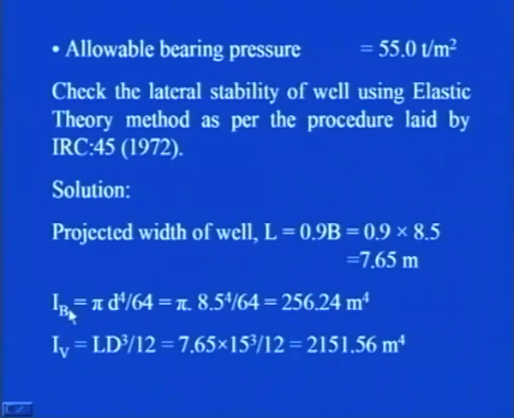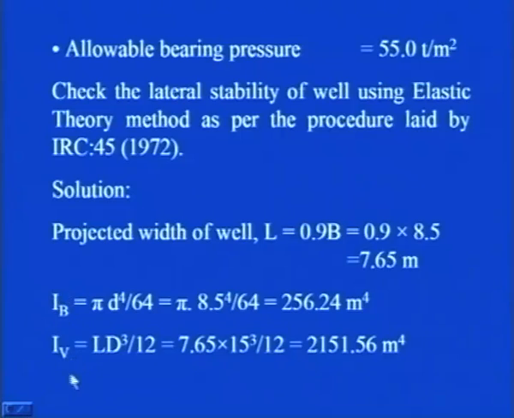Then we need to find these geometrical properties, as I discussed with you in the last class in step 2 of this IRC method, that is the elastic theory method. So, IB is pi d to the power 4 by 64, and this becomes pi times 8.5 to the power 4 divided by 64, and this results in 256.24 meter to the power 4. Then another geometrical property, IV, is L D cube upon 12, where D is the depth of embedment, which is 15 meter. So, it will be 7.65, L you have already obtained here, into 15 cube by 12, and this will be 2151.56 meter to the power 4.